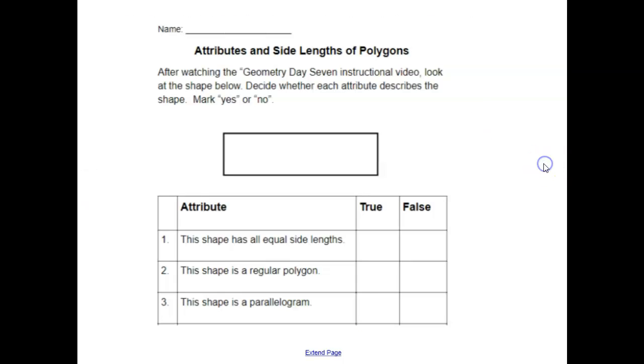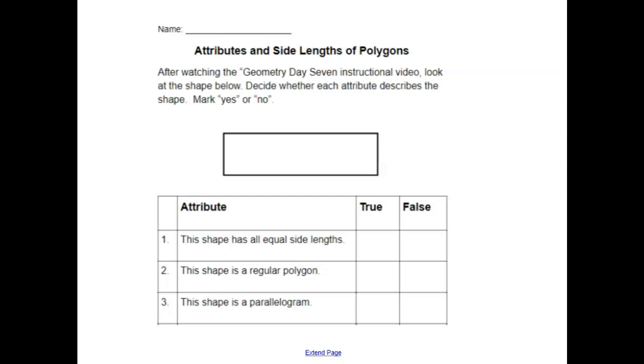Fantastic listening. Boys and girls, this is your assignment for today. Today's assignment is all about the side lengths of regular polygons. So you're going to watch this video, Geometry Day 7, and you're going to look at the specific polygons on this worksheet, and you're going to determine if the attributes listed are true or false for each polygon. So let's begin together, third graders.